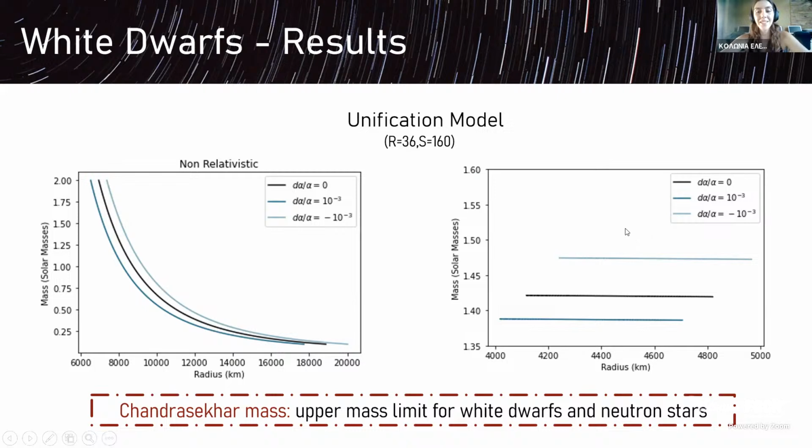So now you might wonder why a negative variation of alpha has a positive effect on the mass, so it increases the mass.